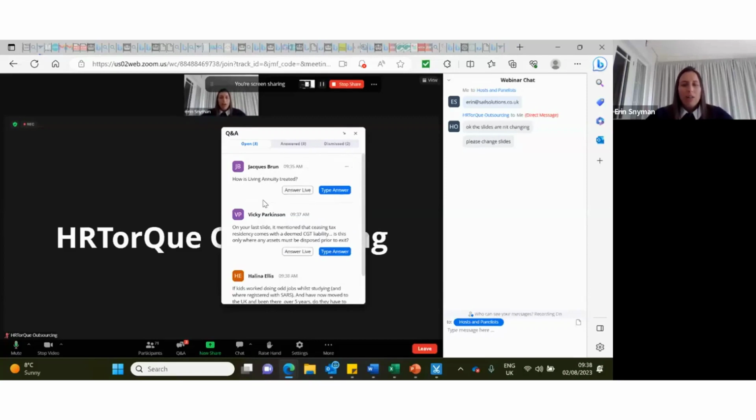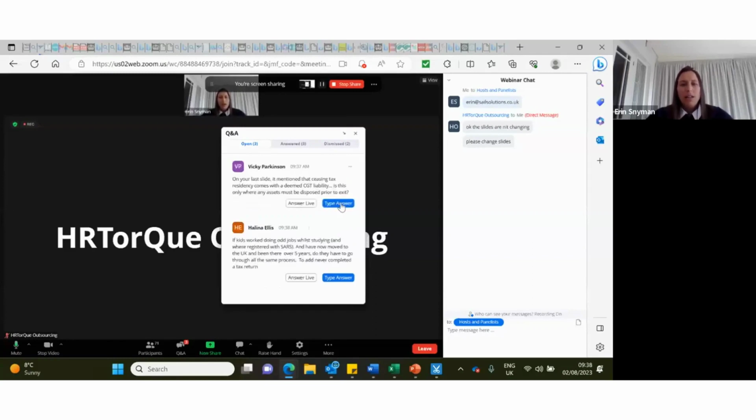How is a living annuity treated? We'll have to get back to you on the living annuity perspective there. I'd need some more information around that. So pop me a mail at erin@salessolutions.co.uk, and then we can chat around the living annuity and how that would be taxed and treated abroad and in South Africa as well.